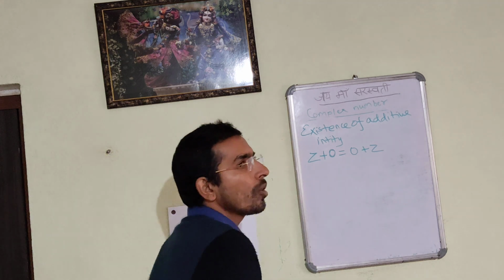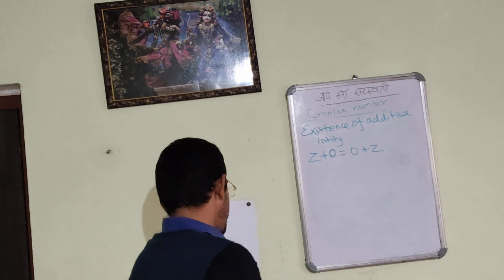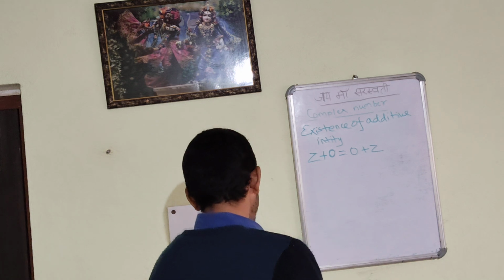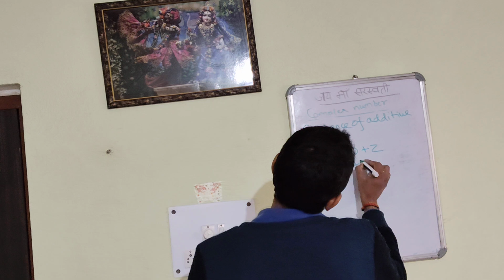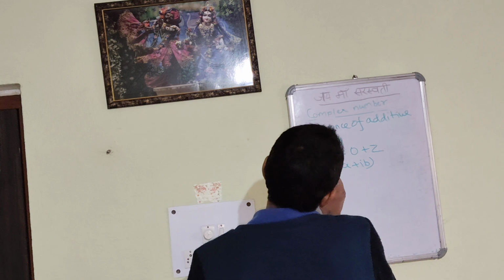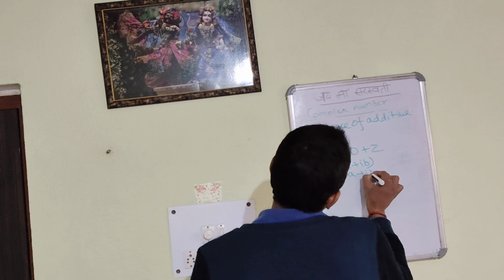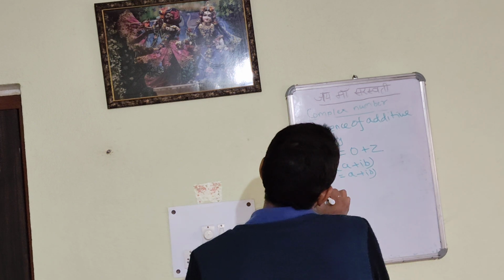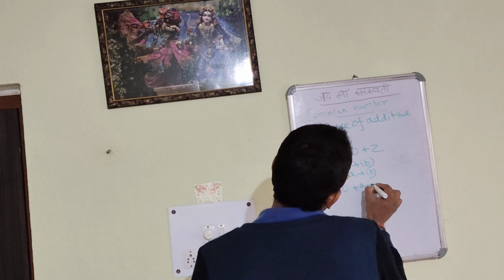That is the existence of the additive identity. We will be seeing some examples which will render more transparency. Suppose Z is equal to A plus iB, and we are adding Z plus 0. So it will be A plus iB. In the right hand side, RHS, similarly 0 plus A plus iB.